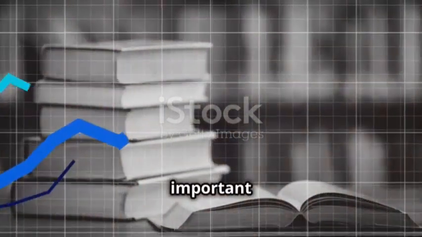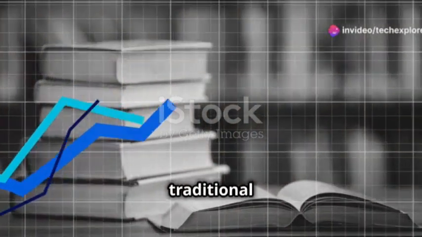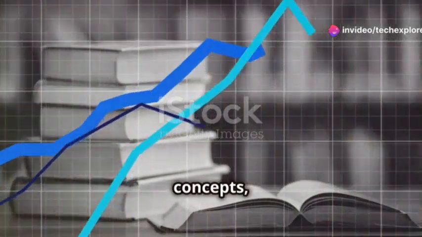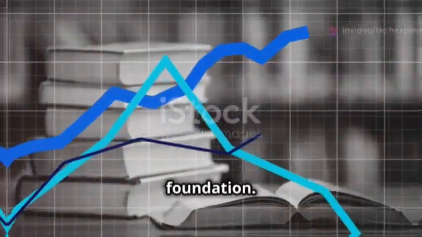Introduction to causal thinking. The book begins with an explanation of why causal inference is important and how it contrasts with traditional statistical approaches. It also introduces Pearlian causal concepts, providing a solid theoretical foundation.